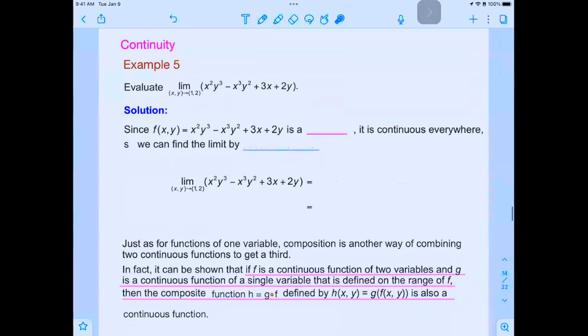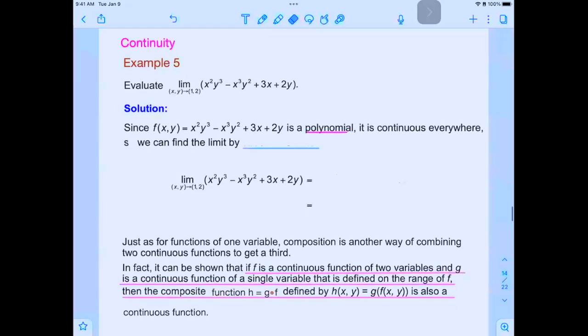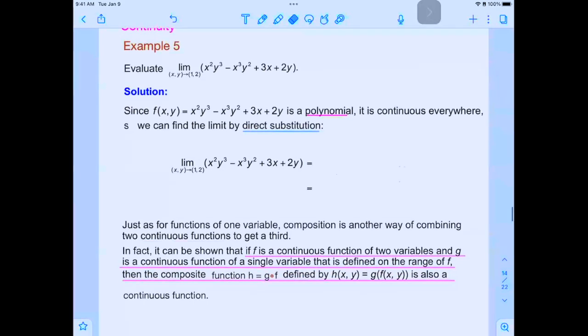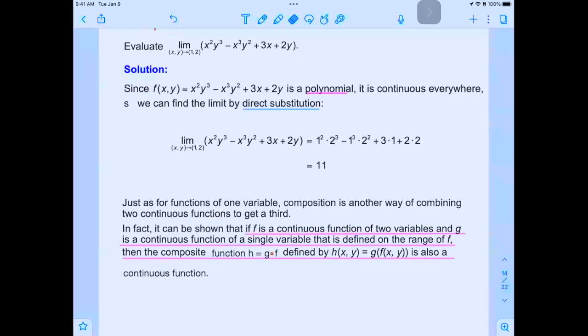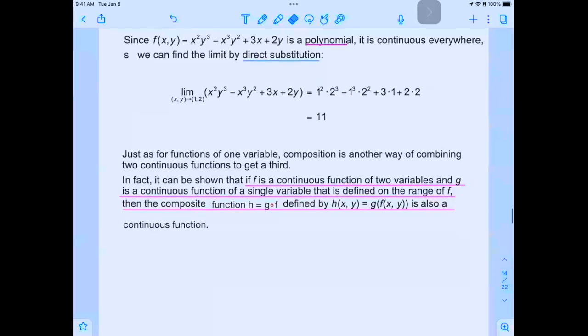Okay, let's take a look at this one. Looking at this function here, what kind of function is it? Polynomial or rational? It's a polynomial. Okay, so it is continuous everywhere. So if it's a continuous function, then we can find the limit by direct substitution, right? Okay. So I'm going to do the direct substitution here. Then we can find the limit. All you have to do is just substitute to find the limit. You get 11.